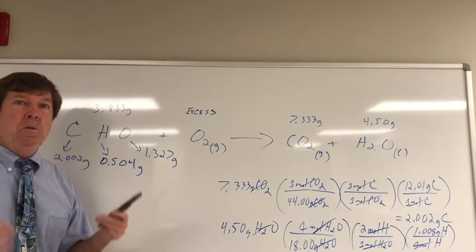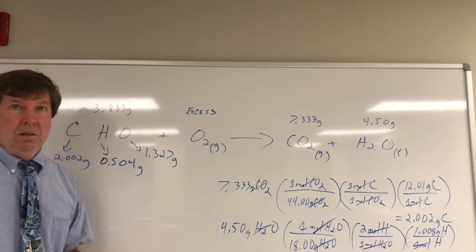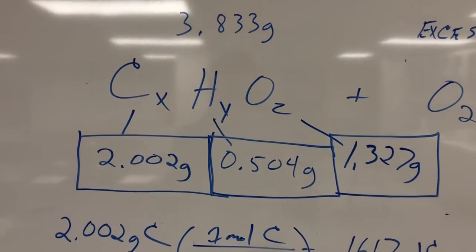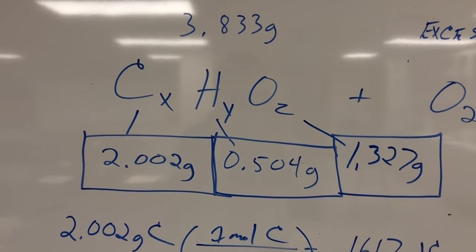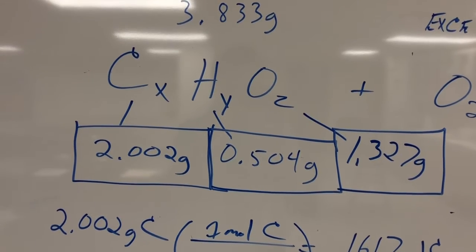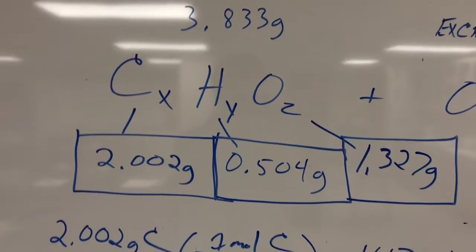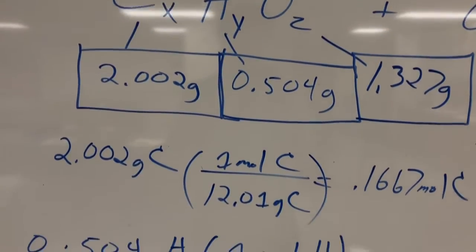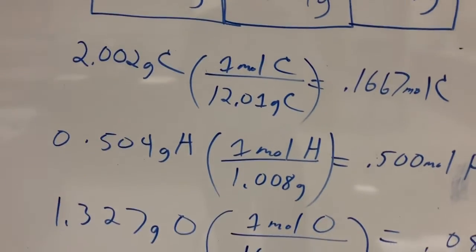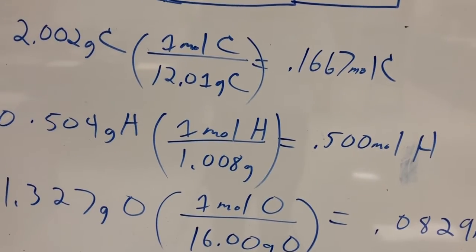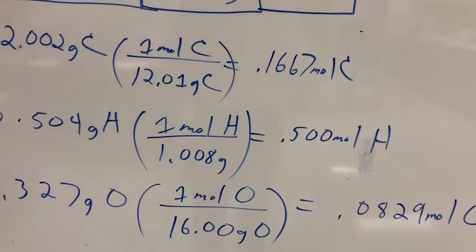We are almost finished solving this. Let's do the last step. We have almost completed this problem. Notice we have the mass quantities in that original mass. And notice what I've done here. I've converted the gram quantities of the carbon, hydrogen, and oxygen to mole quantities.